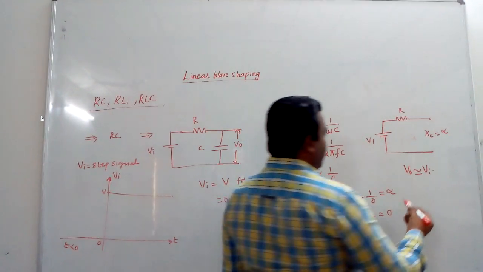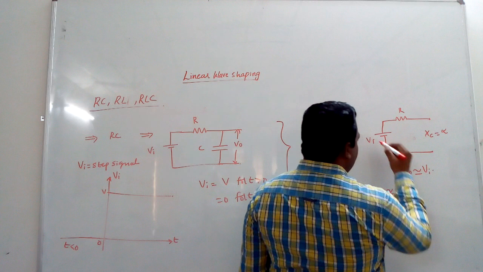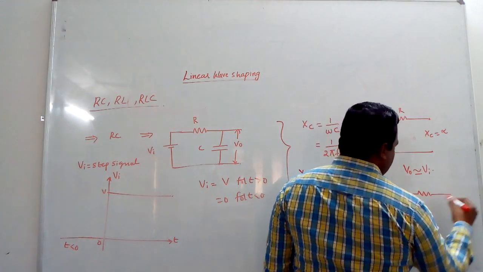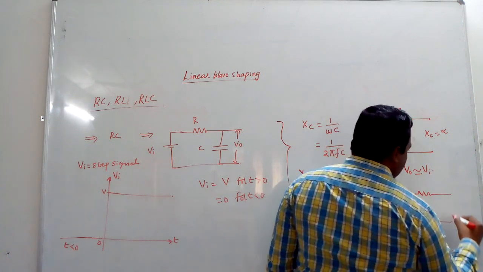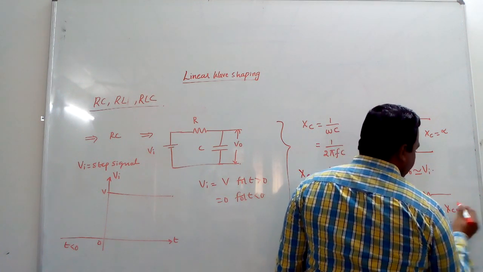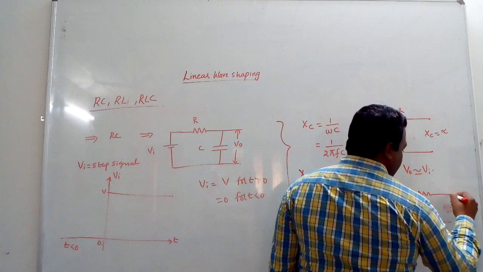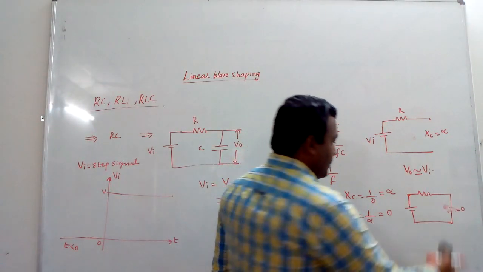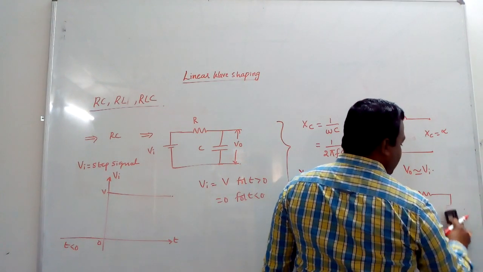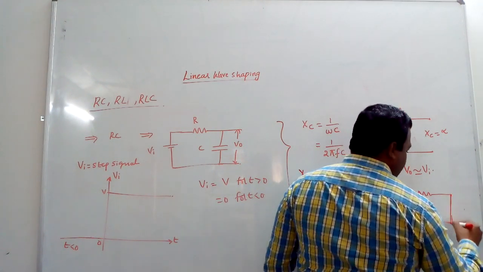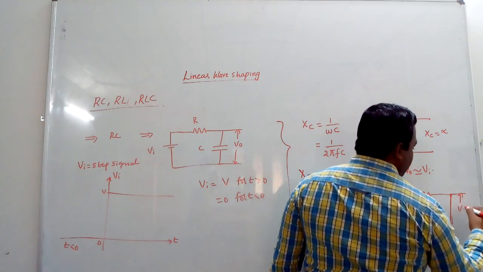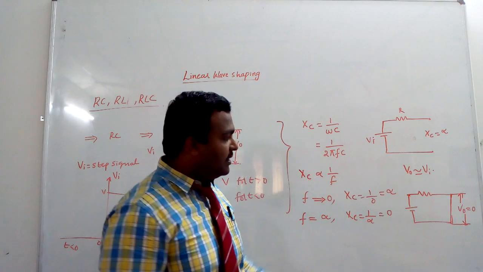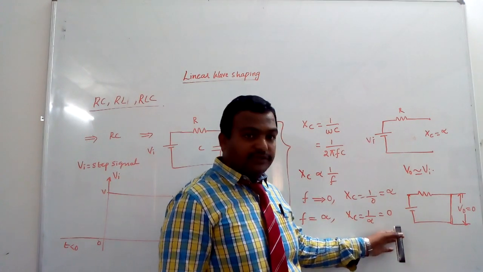Now coming to the next case, if I take Xc equal to 0, it almost acts like a short circuit. Then the output voltage V0 is equal to 0 volts. So we are not going to get any signal when the capacitor reactance is equal to 0.